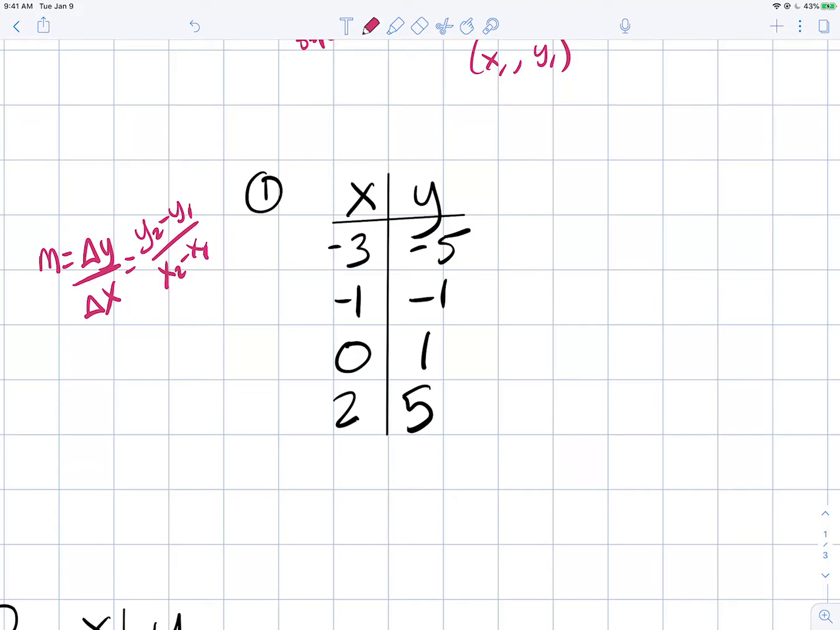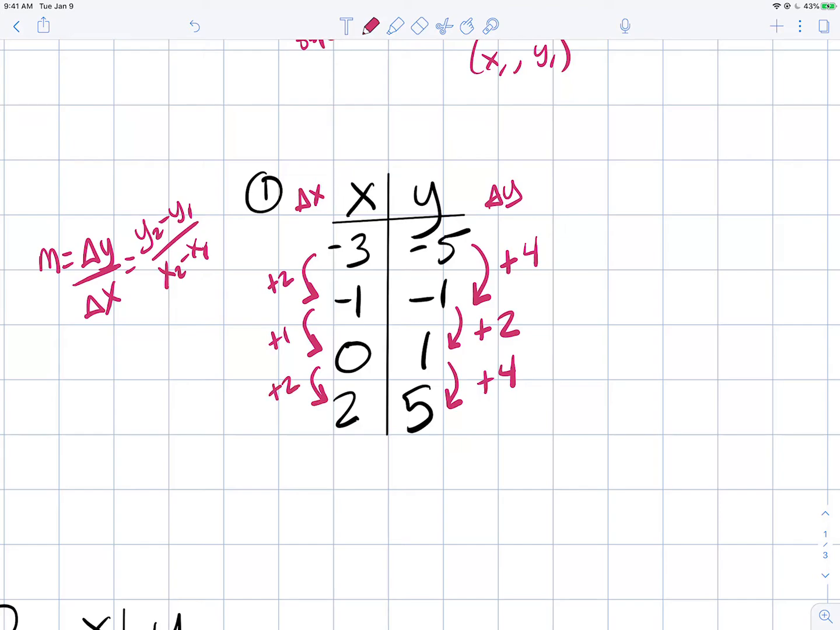So the change in y, I'm going to figure out how do you get from -5 to -1. So to go from -5 to -1 means I added 4. I'm going to do this for the rest of this table also. So from -1 to 1, we added 2, and from 1 to 5, we added 4. Now I'm going to look on the other side and find the change in x. So to get from -3 to -1, you add 2. To get from -1 to 0, you add 1. And to get from 0 to 2, you add 2.